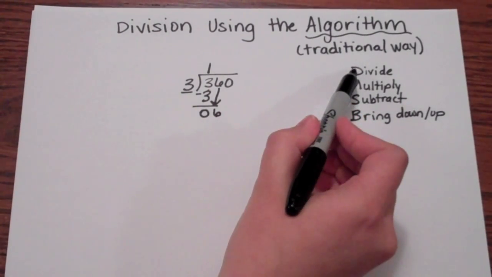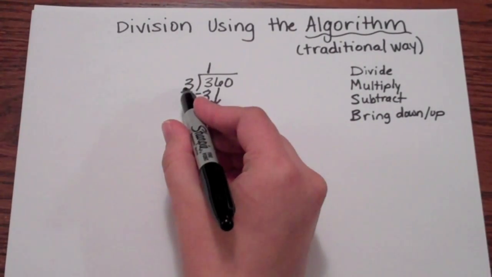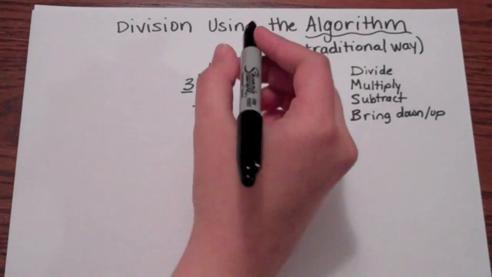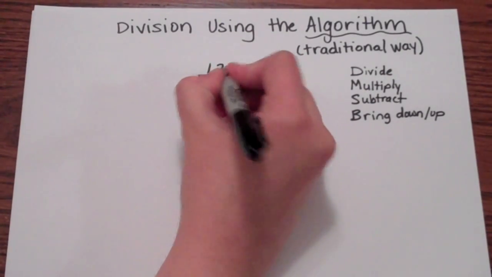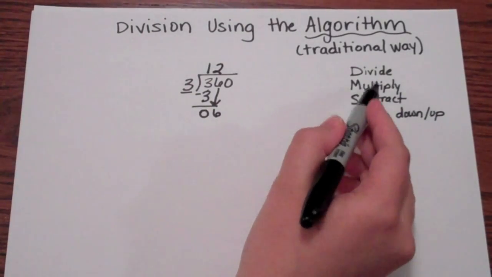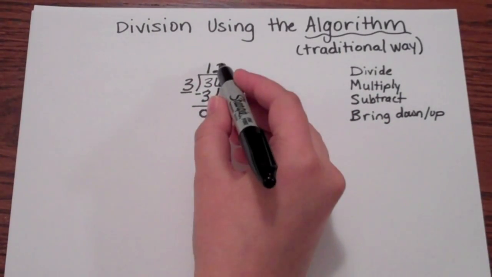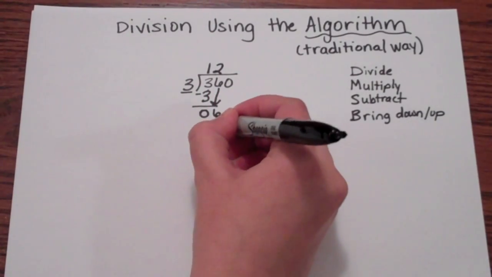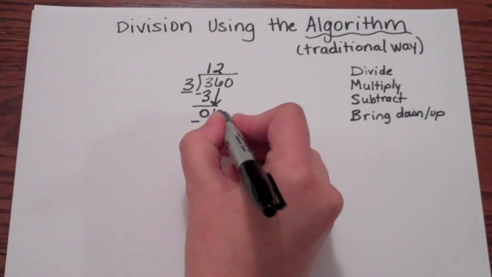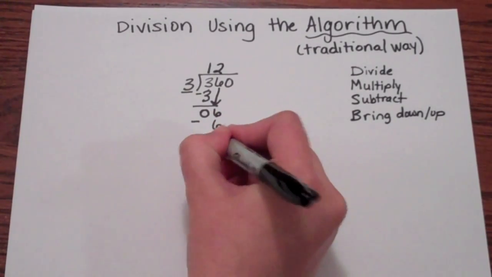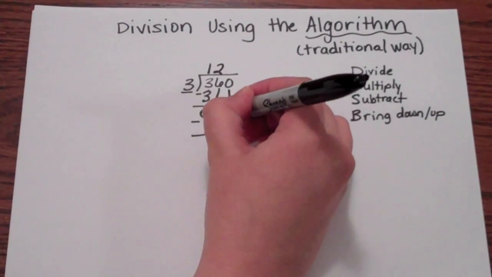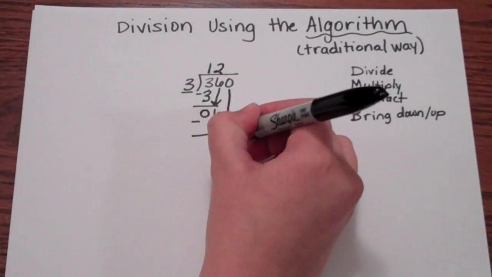First thing I do is divide. 6 divided by 3. I know 6 divided by 3 is 2. I'm going to write the answer above the tens place, since that's the place that we're working with now. Next I multiply. 3 times 2 is 6. I'm going to write it down here for my next step, which is subtract. 6 minus 6 is 0. And my last step is to bring down. I'm going to bring down the next number in my dividend, which is 0.